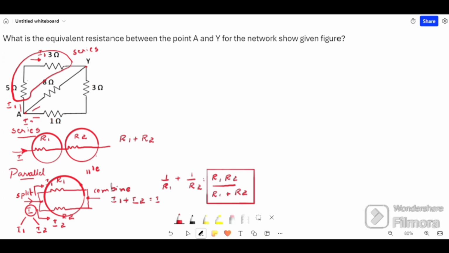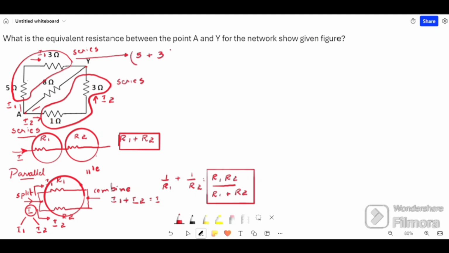Now similarly here also, take part of the current I2 flowing in 1 ohm, the same will flow in 3 ohm also. So it is known as series connected. For series connection, we know the formula for equivalent resistance is R1 plus R2. So the equivalent resistance 5 plus 3 ohm will be 8 ohm. Similarly, for this path 1 plus 3 ohm will be 4 ohm.